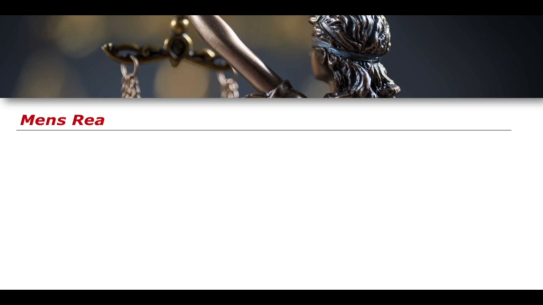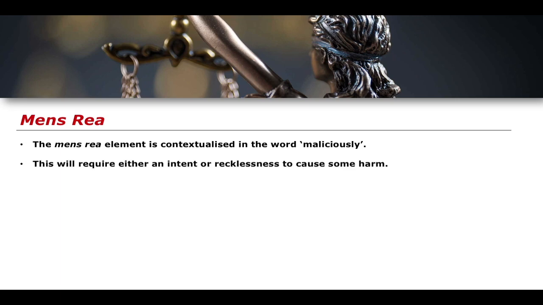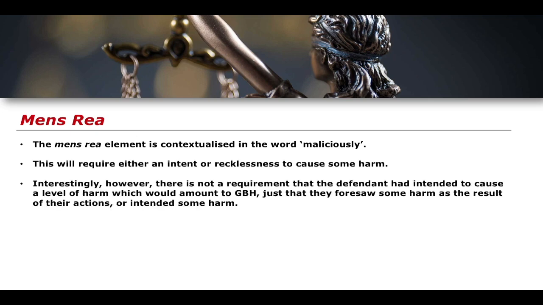So those are the acts, those are the things that are done that represent GBH. What about the mens rea for the offence? Well, it is contextualized and incorporated in the word maliciously in Section 20 of the legislation. That's where the mens rea lies. Now, again, this requires either an intent or a recklessness to cause some kind of harm.